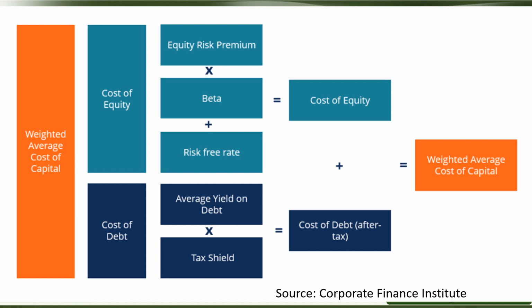And if 50% of the total financing is debt financing, so 50 by 100, that will be the weightage applied on the cost of debt, so that both added together, we get the weighted average cost of capital. For the cost of debt, we take the average yield of the debt times the tax shield, so 1 minus the tax percentage. We apply that, and only then we get the cost of debt after tax.